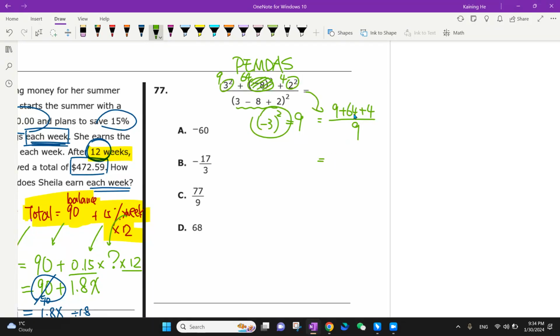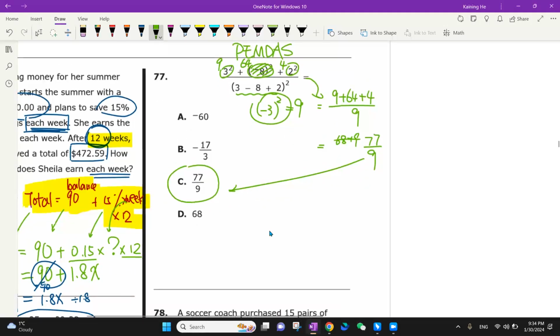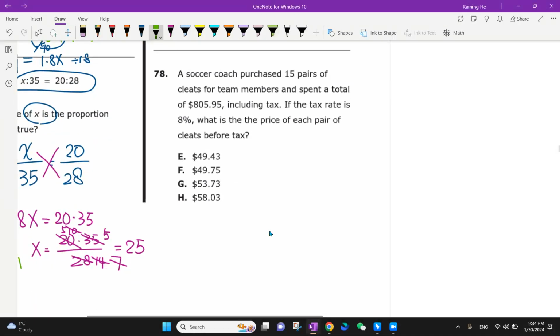So we have 9 plus 64 plus a 4. So we have a 68 plus a 9, and that is going to become a 77 divided by 9. Oh, and that is our answer. Ta-da! Just like that. And this one, there's no shortcut. This is just following the rule for PEMDAS.